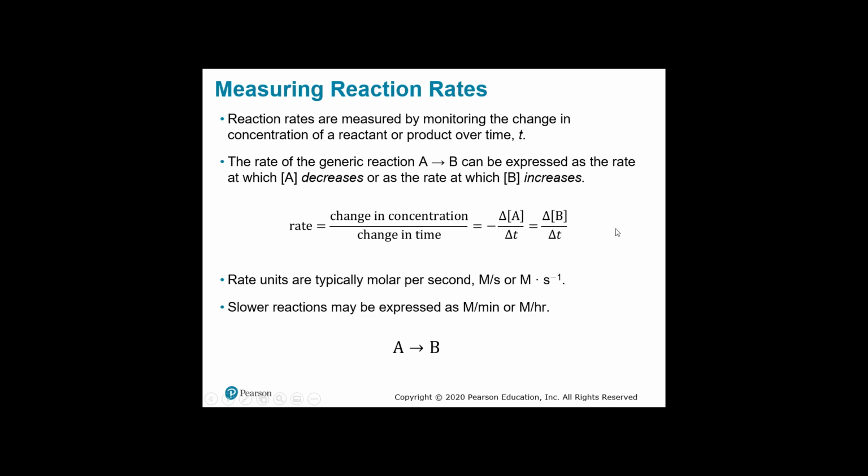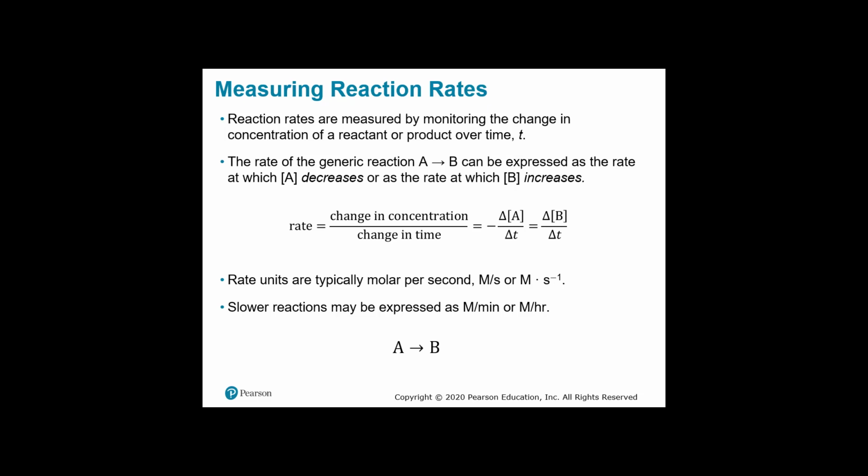This is the equation that we're looking at for reaction rates, and which one you're interested in looking at. So what this means is, for a generic reaction of A to B, A produces B. 1 mole of A produces 1 mole of B. This means the rate at which the concentration of A decreases, or the rate at which the concentration of B increases, over a specific amount of time.